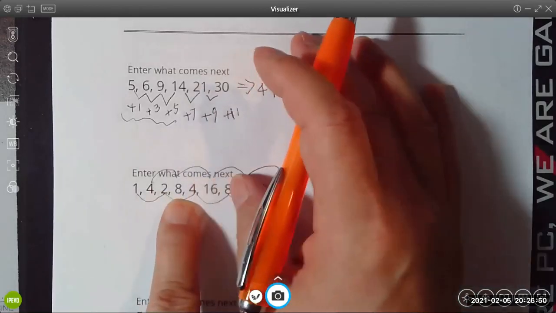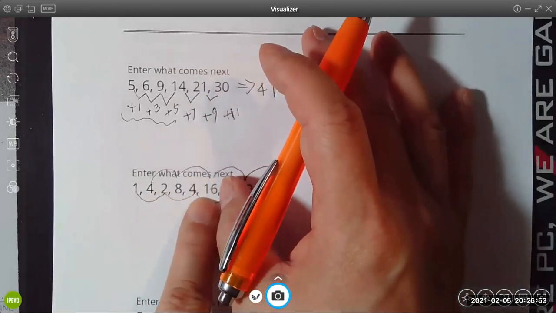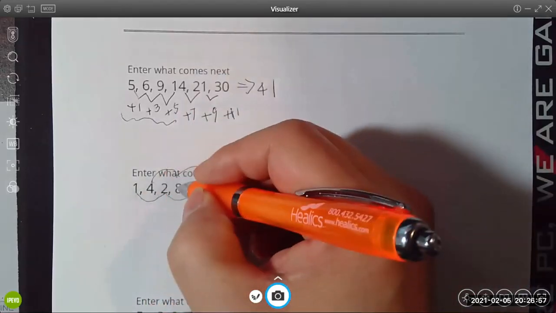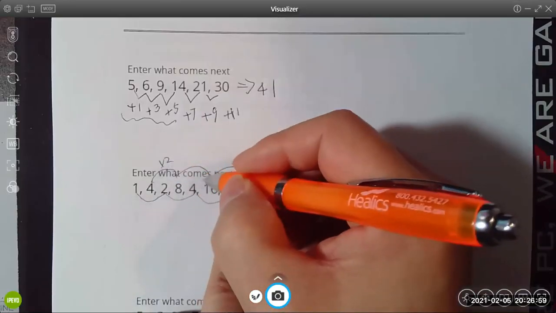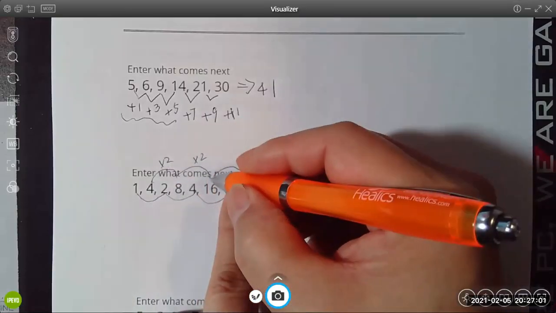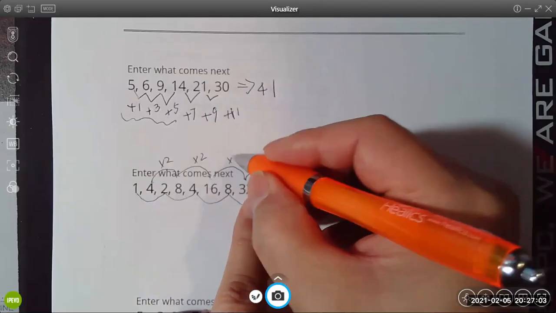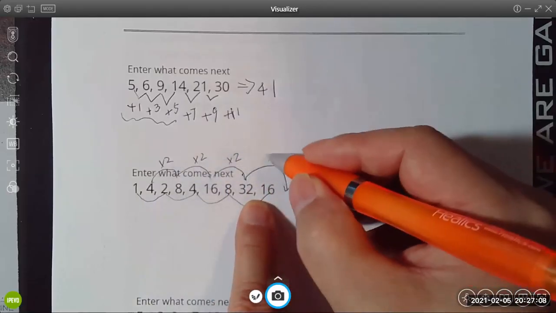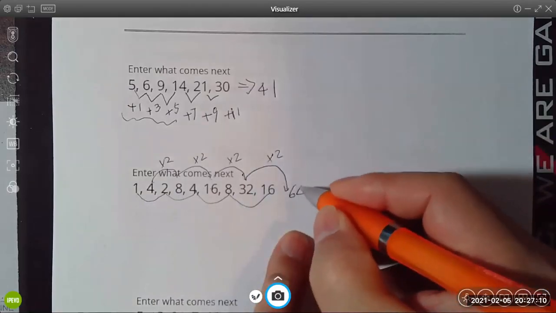But if you add 4 to it, you get 12. You don't get 16. So maybe you need to multiply to make it bigger. From 4 to 8, multiply by 2. From 8 to 16, multiply by 2. If I multiply by 2, I should get 32. I do get 32. That's right, multiplying by 2 is right. So multiply by 2 to get the next one, 64.